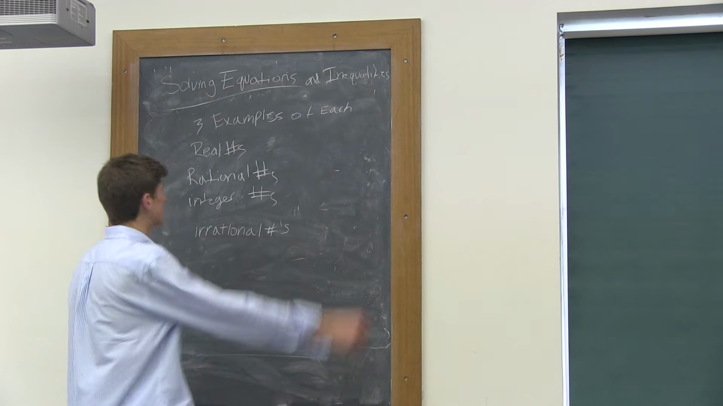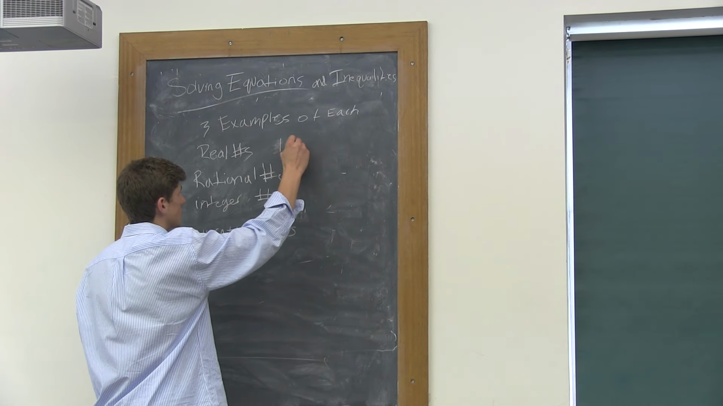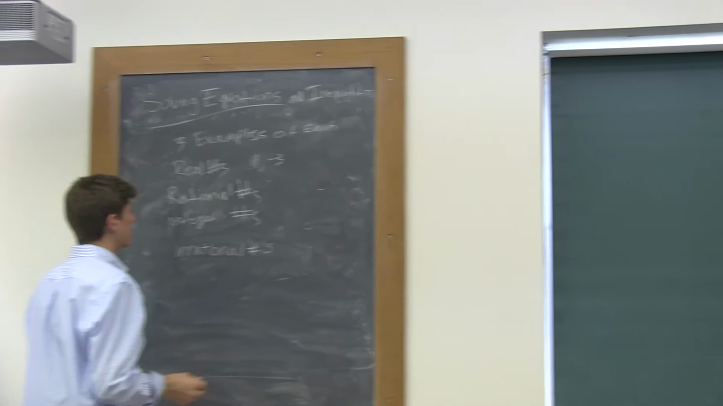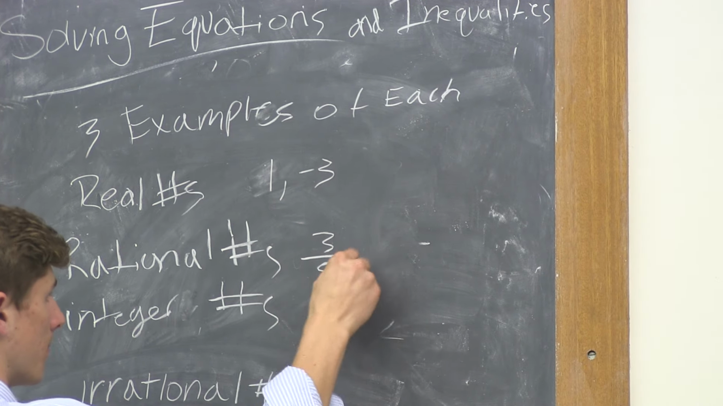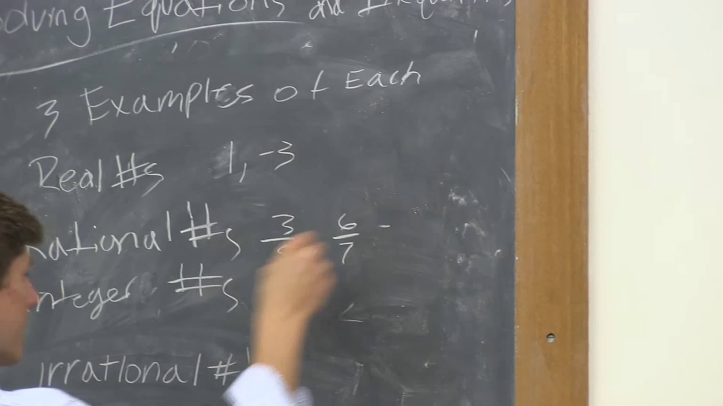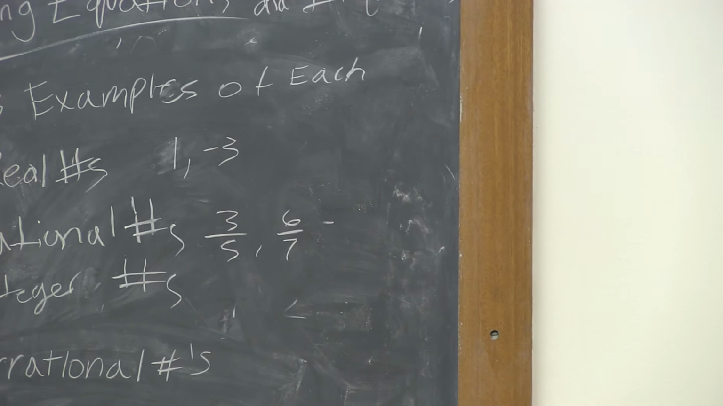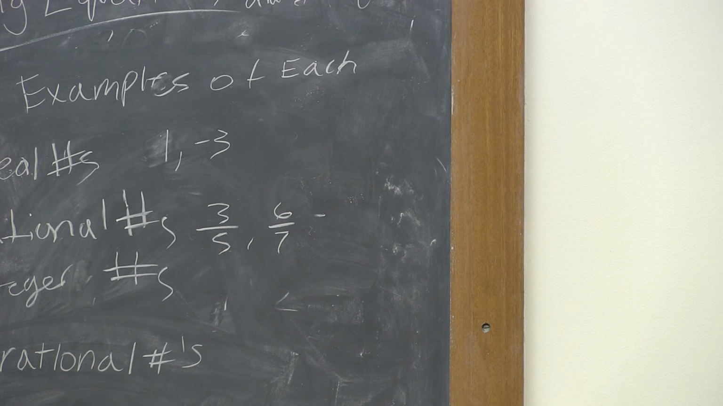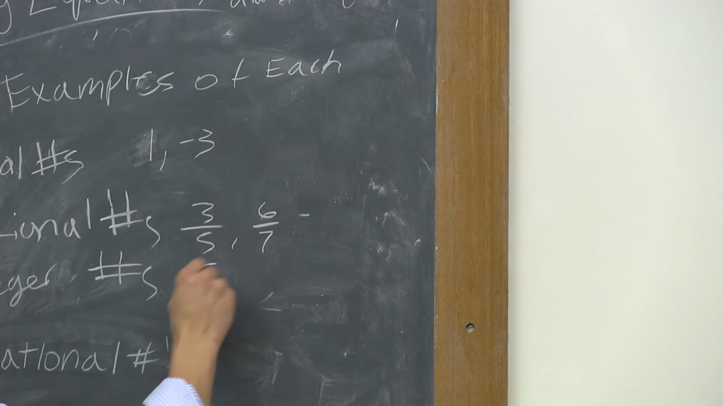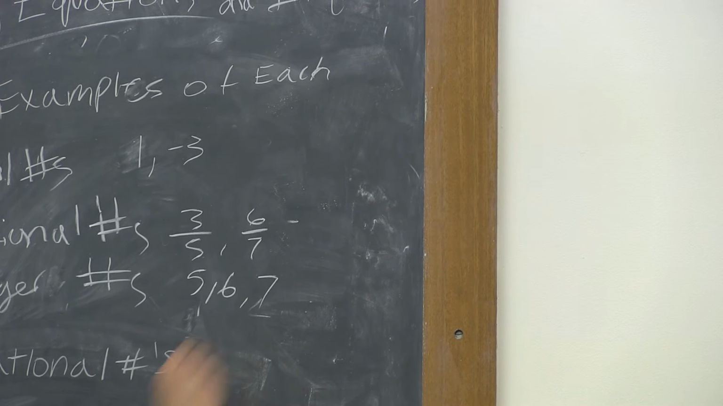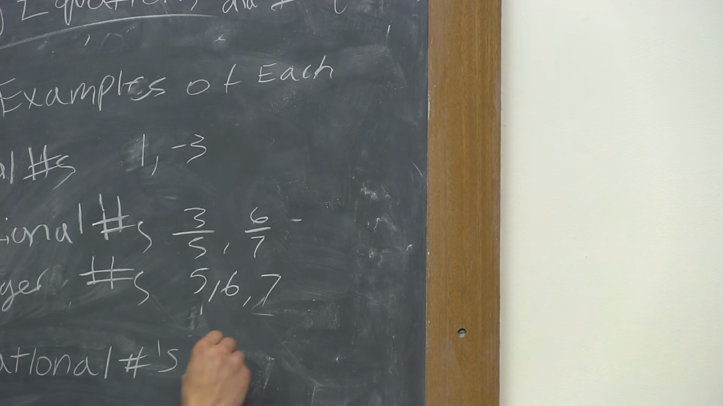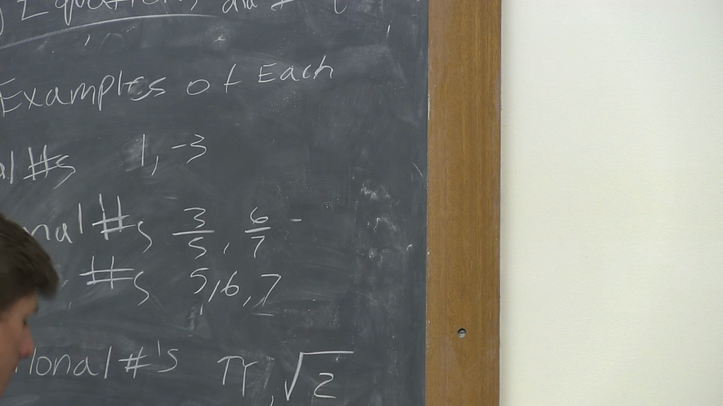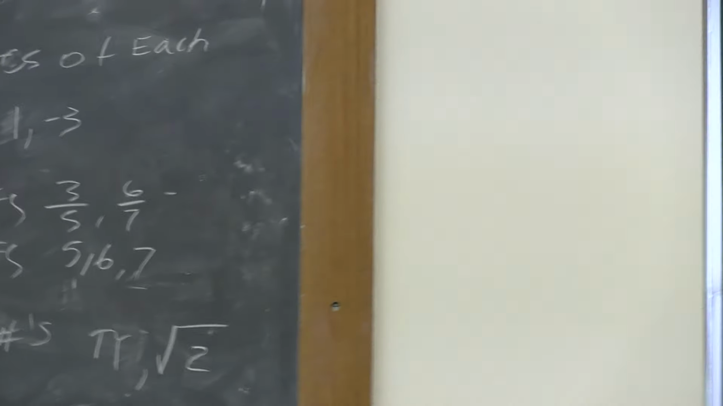Now John is required to find 3 examples of each: real numbers, rational numbers, integers, and irrational numbers. So real numbers are any number that we have ever learned. Rational numbers are anything that can be expressed in a fraction, such as 3 or 3 over 5. Integers are negative or positive whole numbers, and that does not include 0. You can see 5, 6, and 7 there, he's put that down. And irrational numbers are things such as pi and square root of 2, that cannot be represented with a fraction.